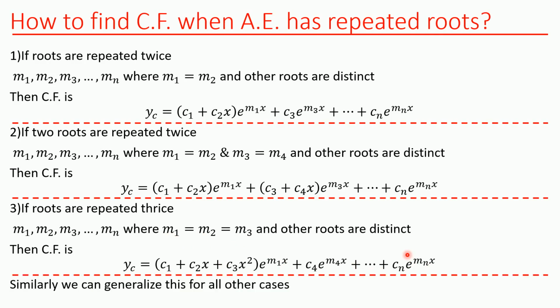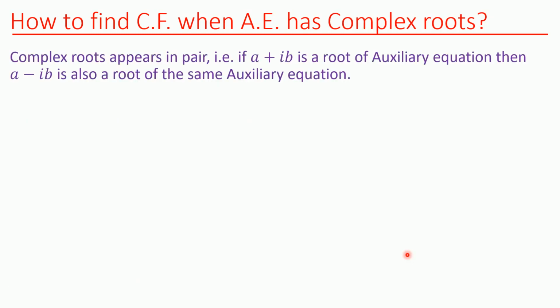Now suppose we have complex roots. One thing is, for any polynomial with real coefficients, complex roots appear in pairs. That means if a plus ib is a root of that polynomial, its complex conjugate a minus ib is also a root of the same equation. So complex roots appear in pairs. If 2 plus 3i is a root of the auxiliary equation, then 2 minus 3i must be there. We'll need this information.